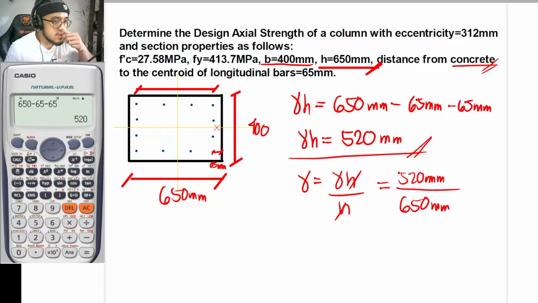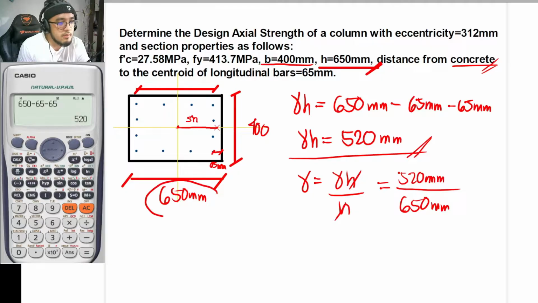So, a disclaimer and a side note, guys, that the value of h here does not automatically mean that it is the value of h here. The value of h is the distance of the section property that is along the direction of your eccentricity. In this case, guys, your eccentricity is to be here, which is 312. So for the value of your h, that should be this dimension.